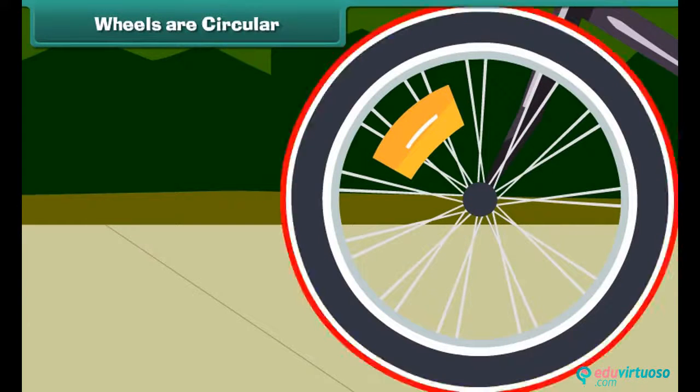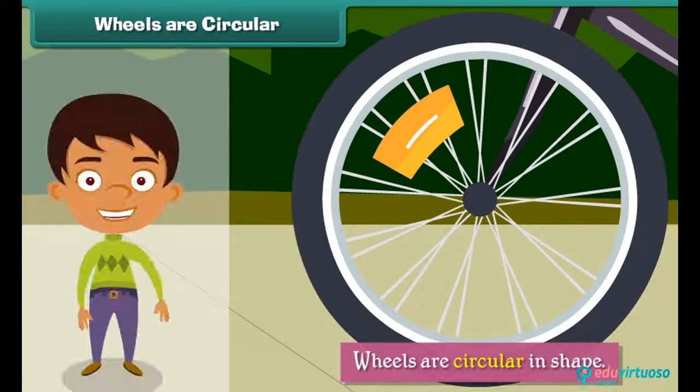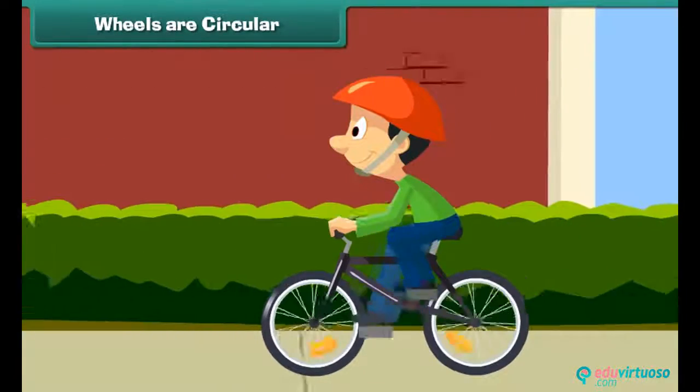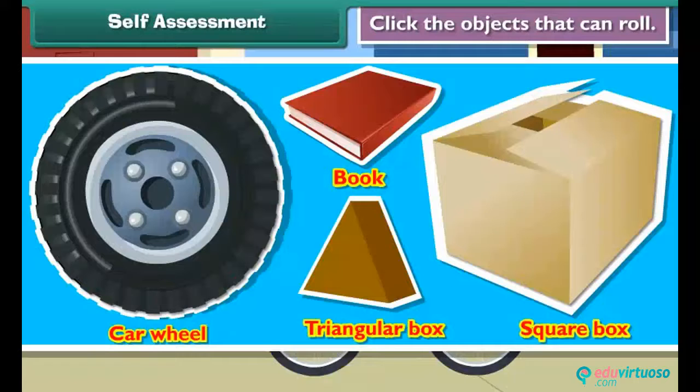Wheels are circular. Wheels are circular in shape. Their shape allows easy movement. Self-assessment. Click the objects that can roll.